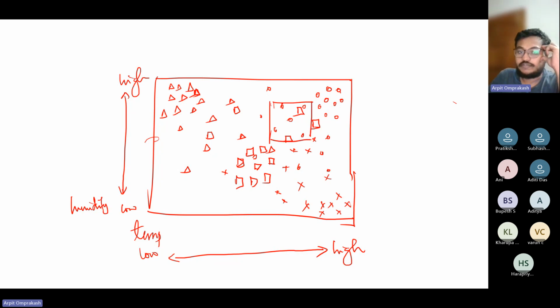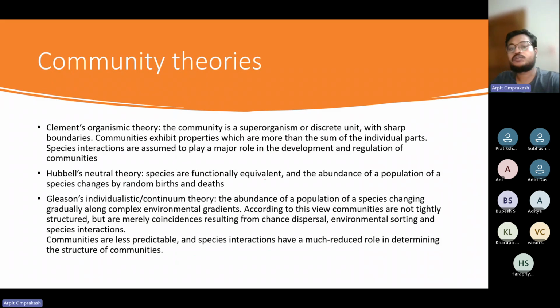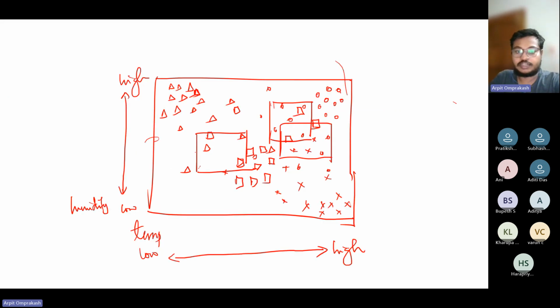look at here, we might see a community composed of squares and circles, or if we look slightly here, we might have a community of squares, circles, and crosses. But here we might have a community of only squares, crosses, and triangles. So basically, different communities arise due to chance dispersal and environmental sorting. So basically, these species are sorted according to the environmental variables they are most attuned to.